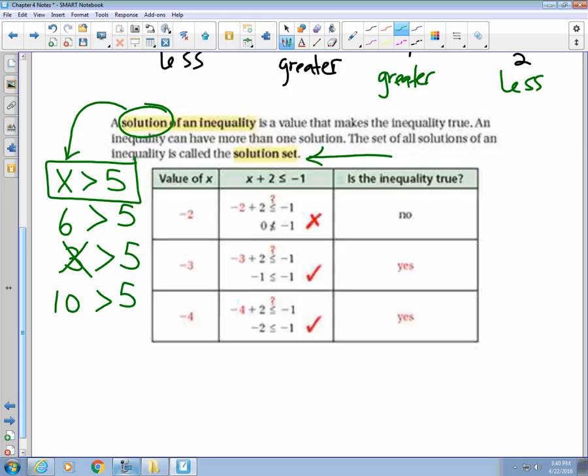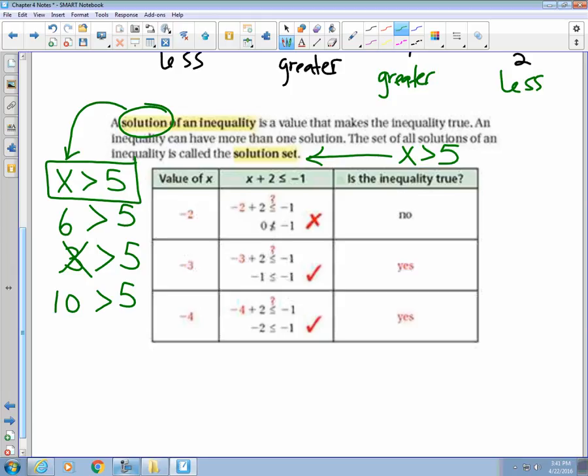So how do we identify the solution set? We basically write x is greater than 5. That means any number greater than 5 will make this true. So that's what a solution set is. One single number is a solution. All the possible numbers that make it true are the solution set. So let's take a couple examples here.